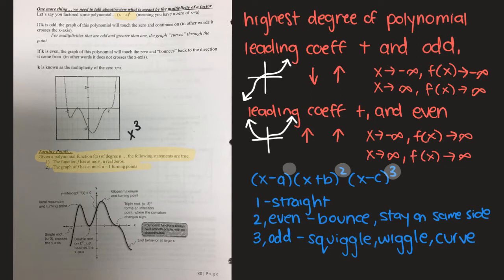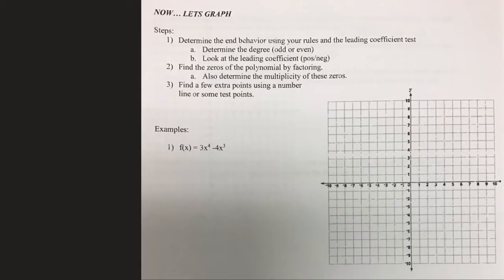Okay? All right, now let's actually apply this by doing a problem. Let's go into the next page. All right, we have this example. We have f of x is 3x to the 4th minus 4x cubed. We're going to start with step 1. Step 1 says determine the end behavior using your rules and the leading coefficient test.